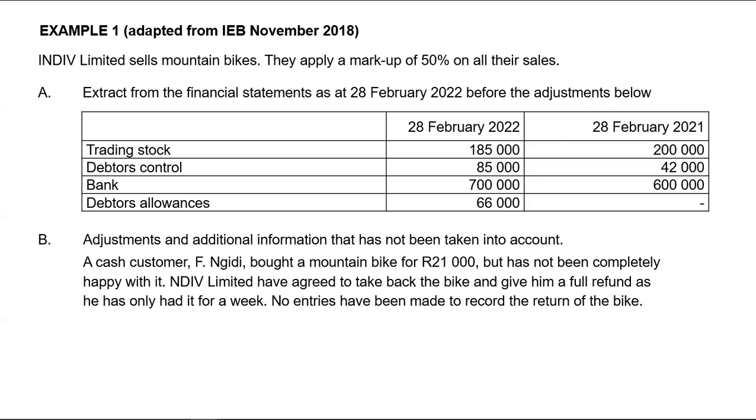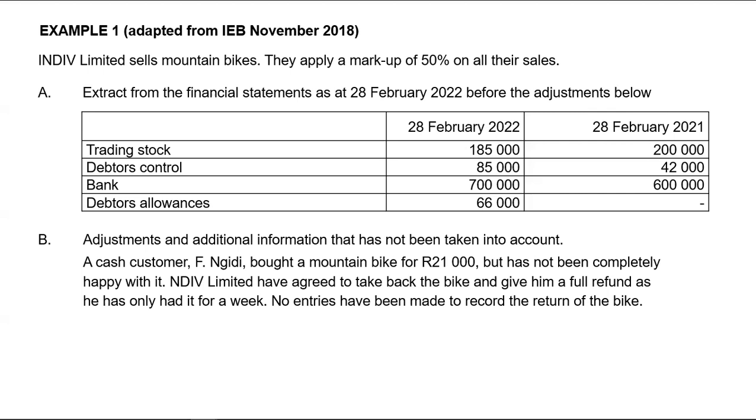And then they said Endeavor Limited have agreed to take back the bike and give him a full refund as he has only had it for a week. So we're going to take it back. They're simply telling you that we are approving the return of those goods. So we're taking the debit note, we're issuing the credit note. Credit note, debit note is just for the return of goods. Okay. And then they tell you that no entries have been made to record the return of the bike.